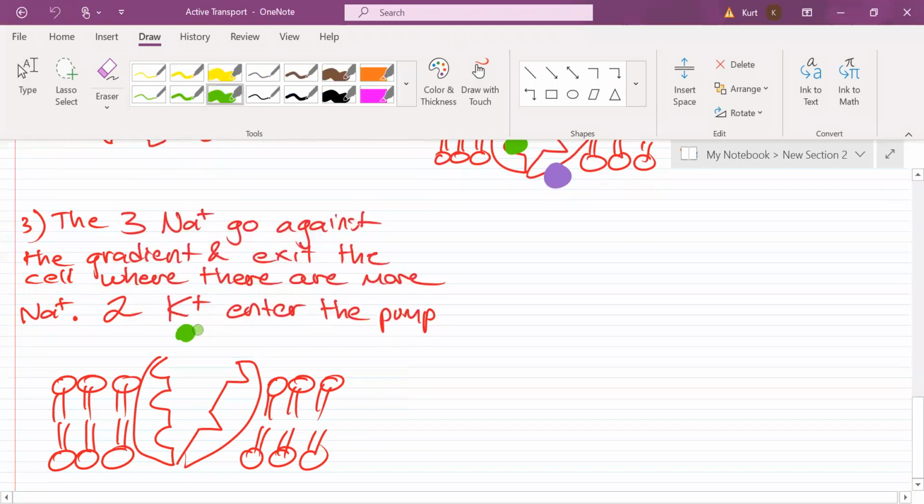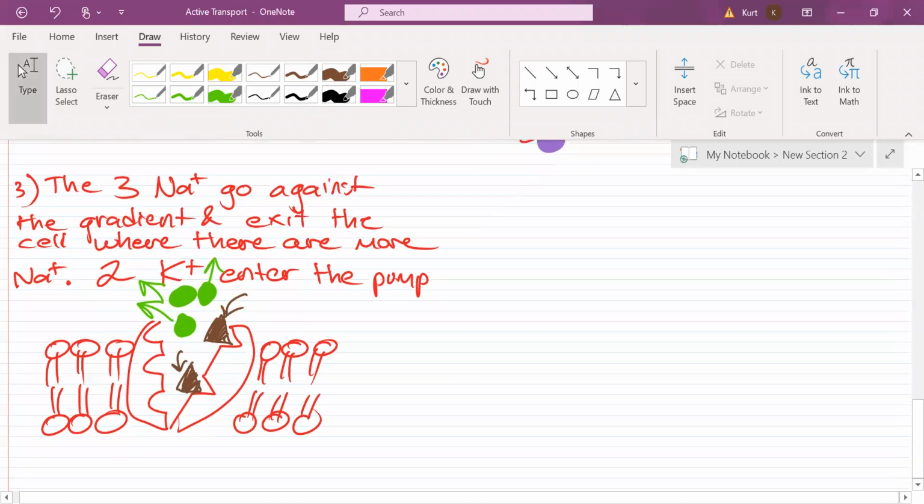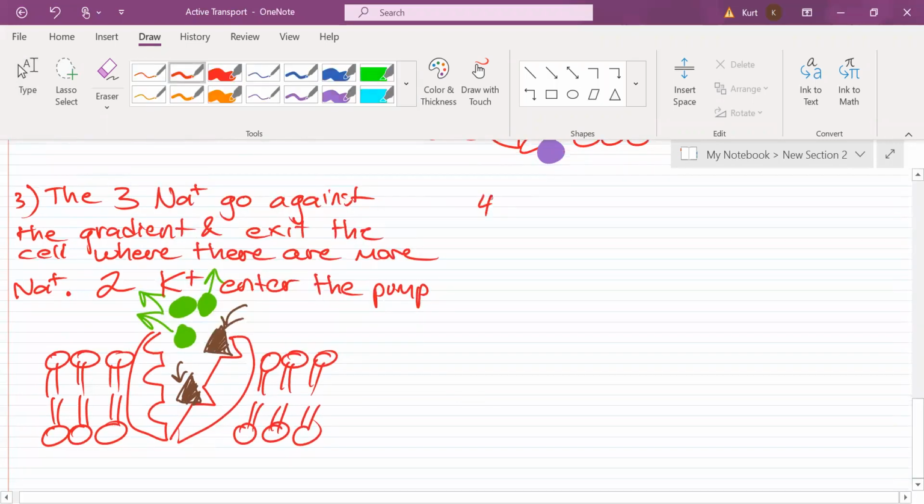All right, so the 3 sodiums are leaving. They're on their way out. And the 2 potassiums are coming in. Step 4.